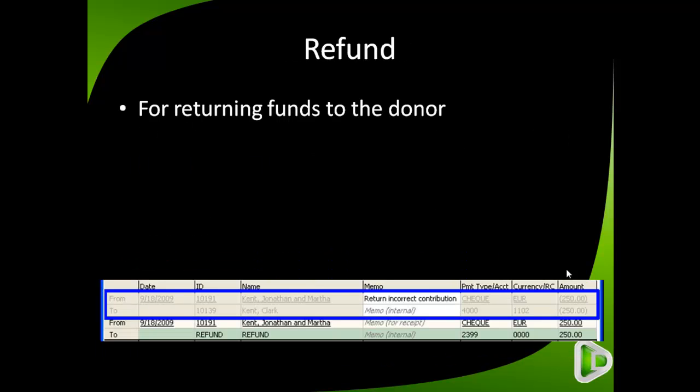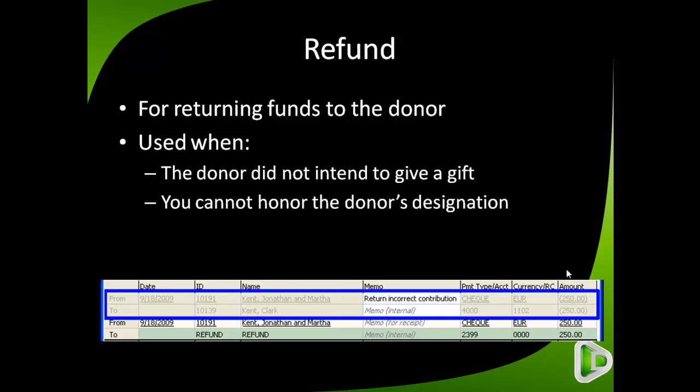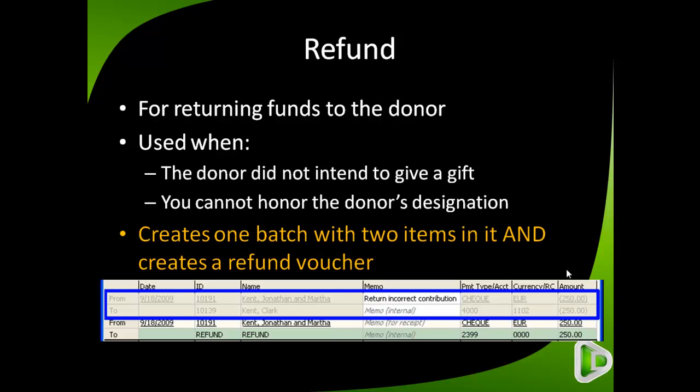Third is a refund. A refund is used for returning funds to the donor, and it's used when the donor did not intend to give a gift. For example, maybe they intended to make a material purchase and you credited it as a gift, or maybe they inadvertently sent your organization money when they meant to send it somewhere else. Or sometimes you cannot honor the donor's designation. Maybe the designation is closed or the project is over, and so you return the funds. This creates one batch with 2 items in it and creates a refund voucher.